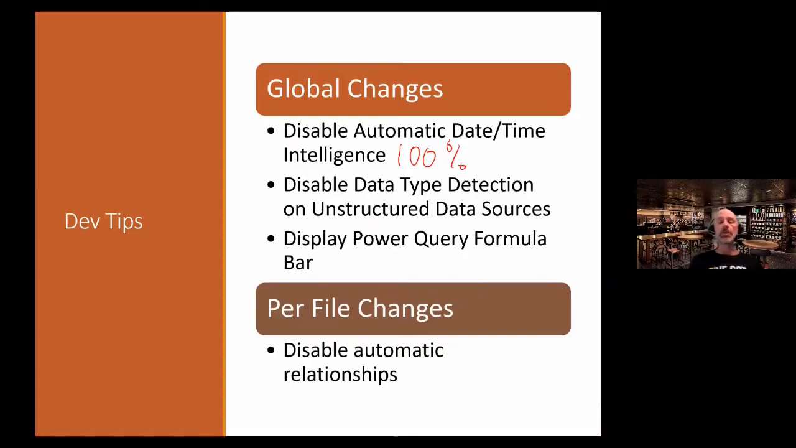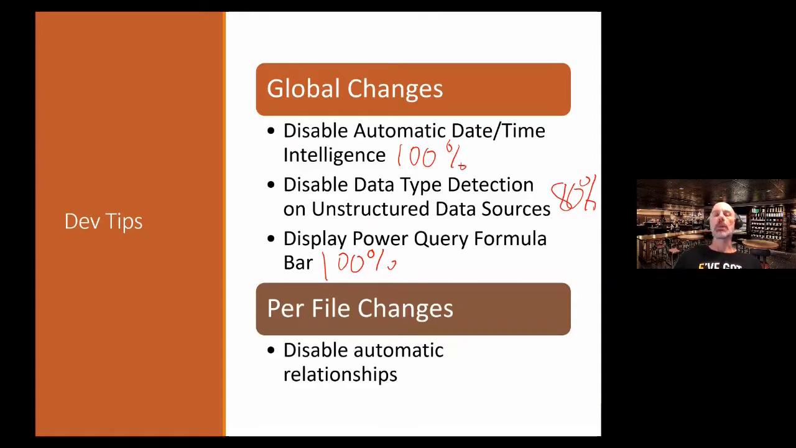If you have dates in your data, always create a date table. Do not use auto date time intelligence. End of story. We'll talk about that in just a second. This next one, disable type detection on unstructured data sources. I would say that's 80%. And I'll show you why that causes problems if you leave it alone. You always want to display the Power Query formula bar. Again, 100%. Always want to do that, and I'll show you why.